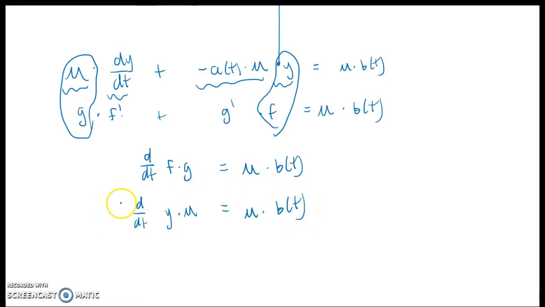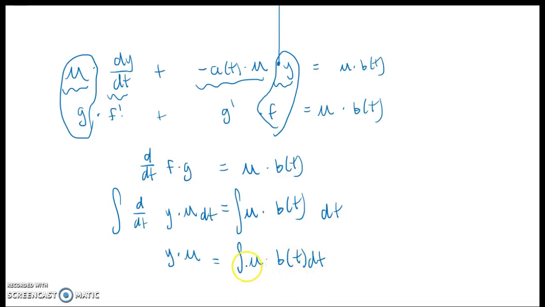All right, well now I can integrate both sides with respect to t, and here's again why we do this. The integral of the derivative of y times mu, all with respect to t, is simply y times mu. And I can't really do anything there on the right, because I don't know what mu and b of t are. If I did know them, and supposing I could actually do the integral, then I would be able to compute the right-hand side. And my final step here is to solve for y, so I'll divide both sides by mu, or multiply by 1 over mu.